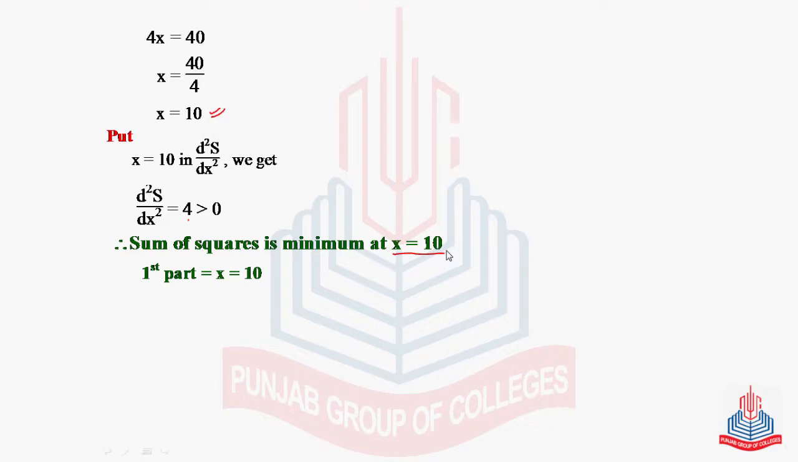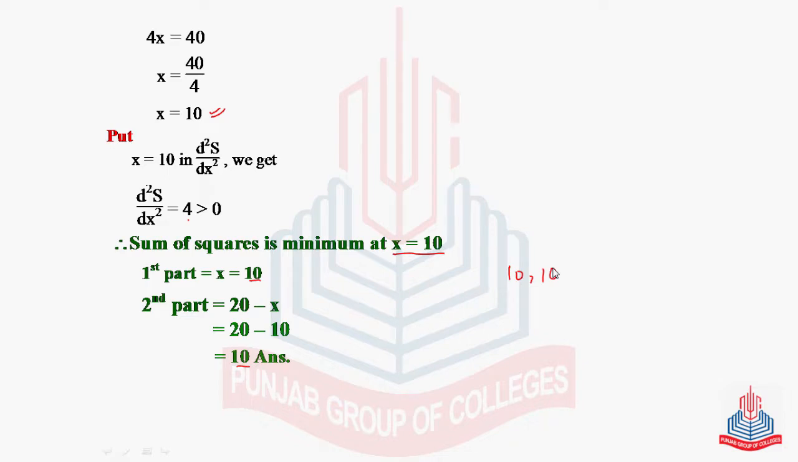So the first part is x, which is 10, and the second part was 20 minus x. Just put the value of x: 20 minus 10 is equal to 10. So our required two parts are 10 and 10, which divide 20 into two parts. But their sum of squares will return a minimum value compared to all other possibilities.